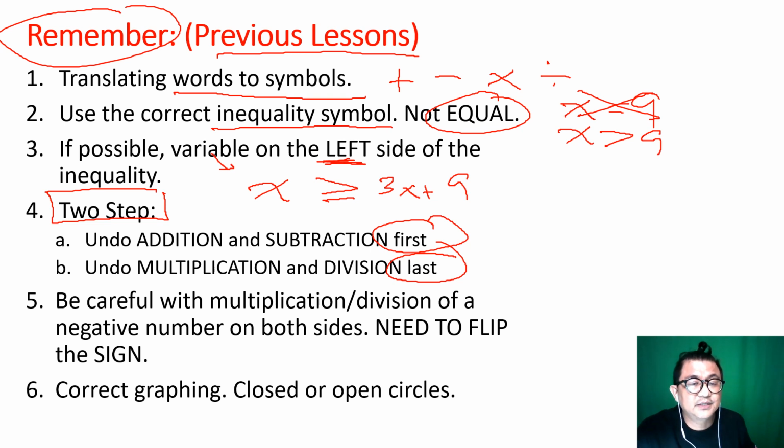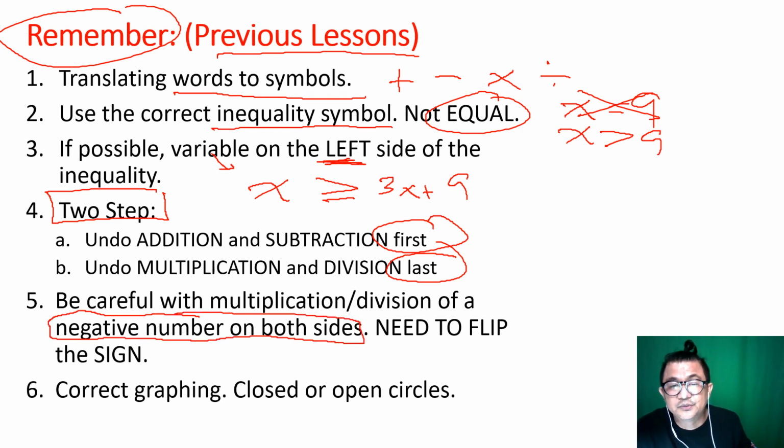Next, be careful with multiplication and division with a negative number. This is very important on both sides because there will be a need to flip. For example, x is greater than or equal to 9, and then it will become what? Less than or equal to 9. When will that happen? Multiply, divide by a negative number.